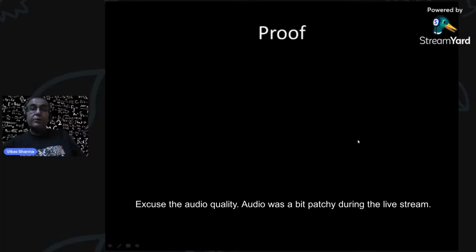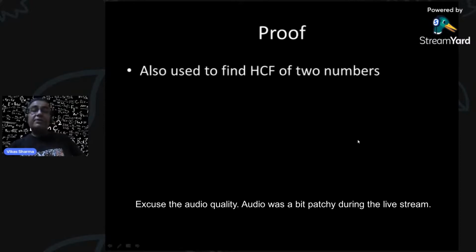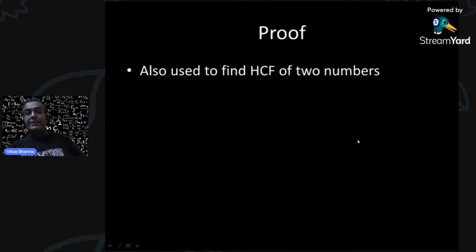So basically I'm going to gradually come on to Euclid's division algorithm now. So let us understand what the lemma is used to prove. It is basically used to find the HCF of two numbers. So let me write the general formula of Euclid's division lemma, which is A = BQ + R. If we want to find the HCF of A and B, then to find that we can write A = BQ + R.